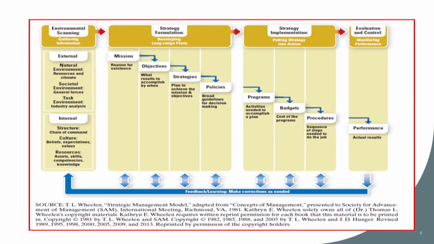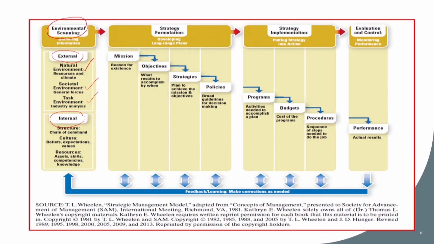So this is a more detailed version of the strategic management process. You can see in the beginning, the first process is environmental scanning, one of the key dimensions. It has two key elements. One is the external environment and the second one is the internal environment. The environmental scanning here, as I mentioned, includes both external and internal environments, including, you can see here, natural resources, societal environment, task environment.